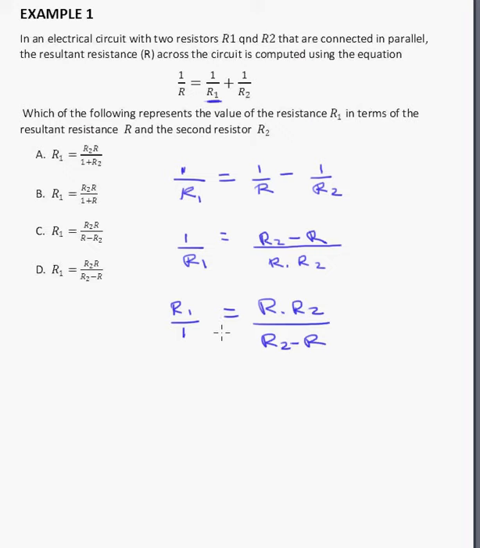And R1 over 1 is R1. And therefore, this apparently is the formula that governs R1, R2, and then R. So go back to the answer. You see it's R2 times R over R2 minus R. Obviously, this here is your answer.